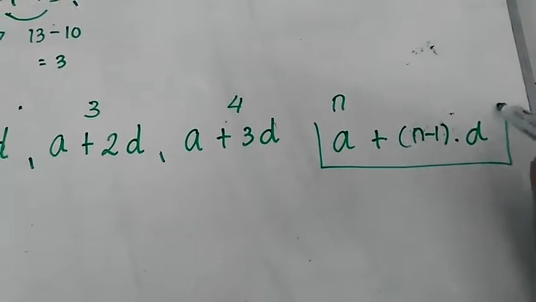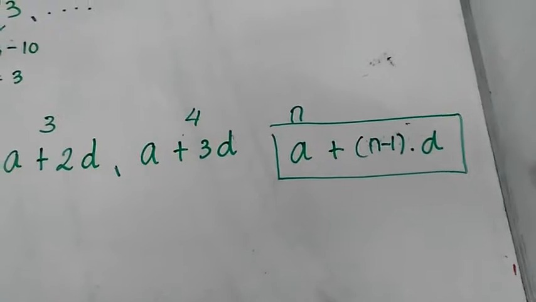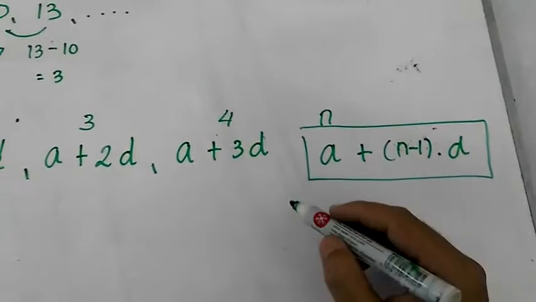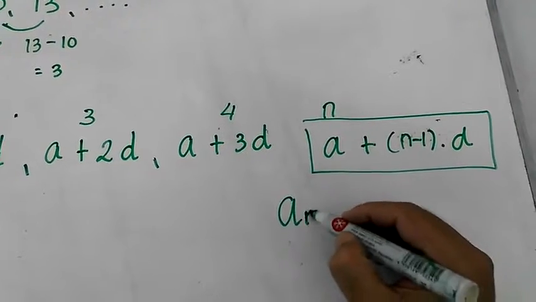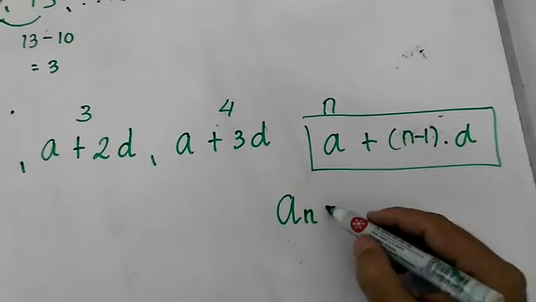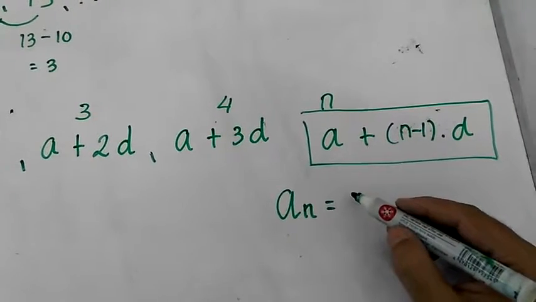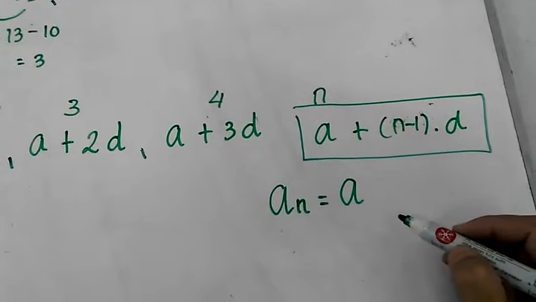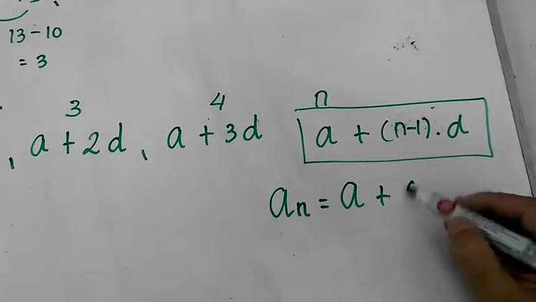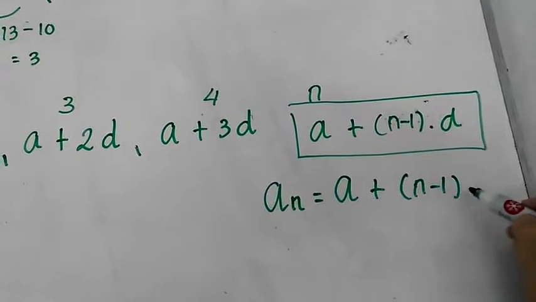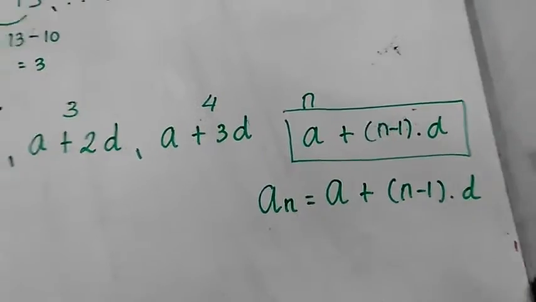So here is the generalization of our formula to find the n term, or we call it A_n, of an arithmetic sequence. So the n term of an arithmetic sequence equals the first term plus n minus 1 times the difference.